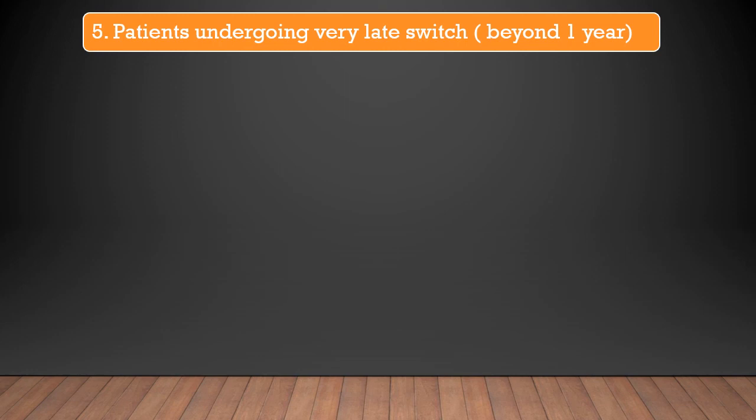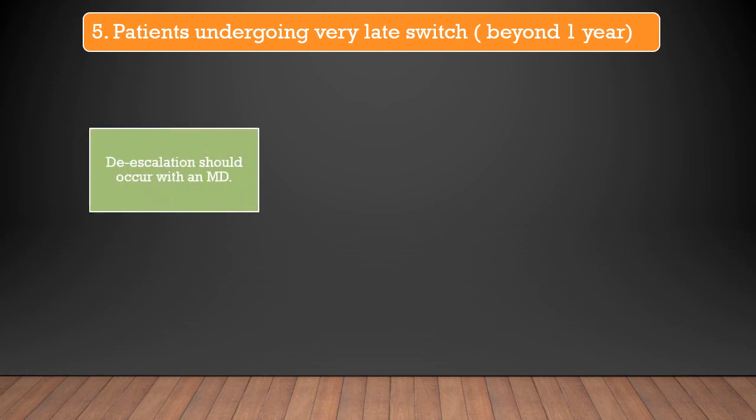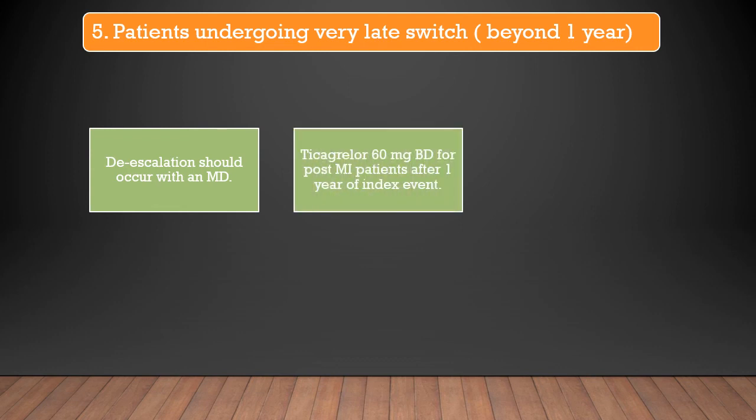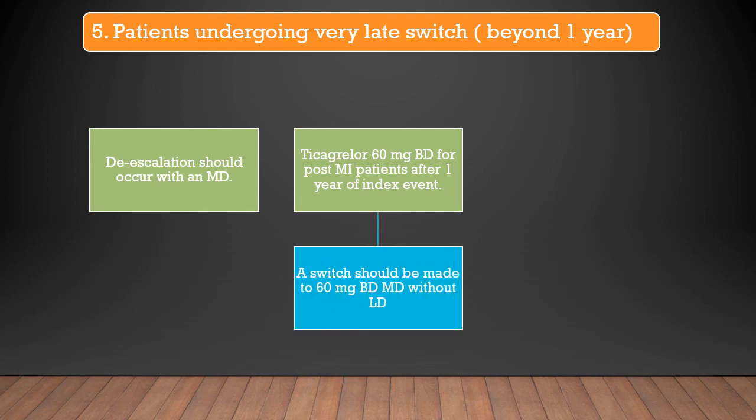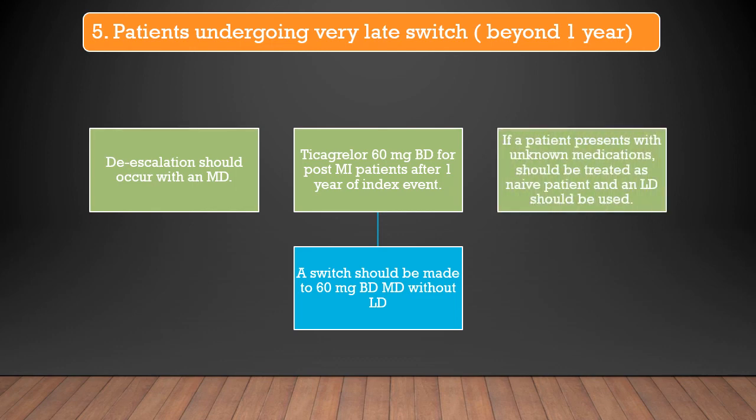Patients undergoing very late switch, that is beyond 1 year. De-escalation should occur with a maintenance dose. Ticagrelor 60 mg BD for post-MI patients after 1 year of index event. A switch should be made to 60 mg BD maintenance dose without a loading dose. If a patient presents with unknown medications, sometimes patients tell us that they are taking medications but they don't know what medications. They should be treated as naive patients and a loading dose should be used.